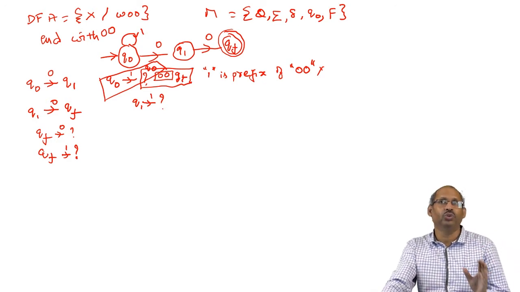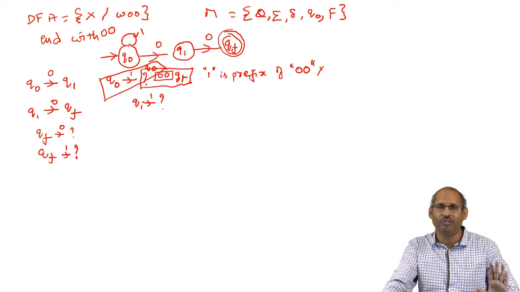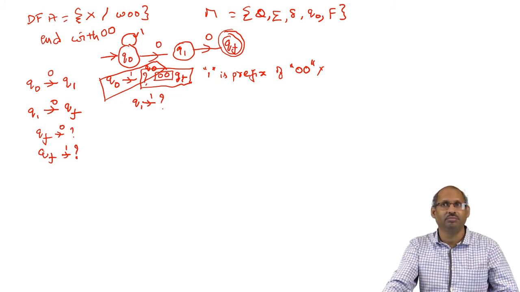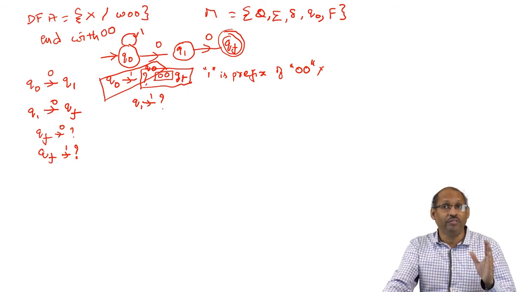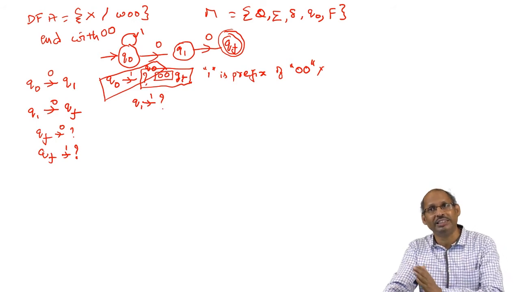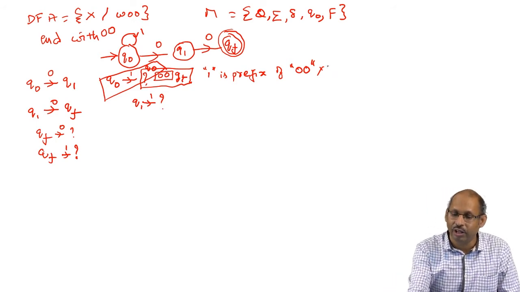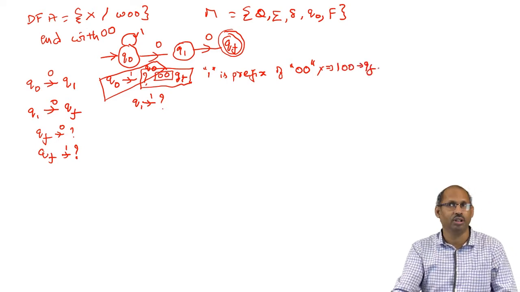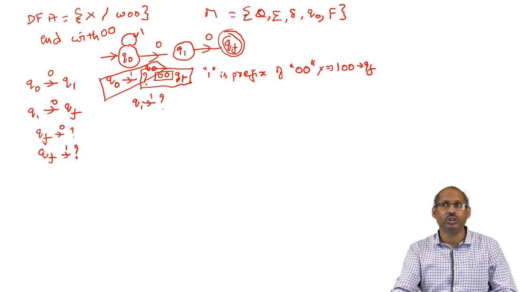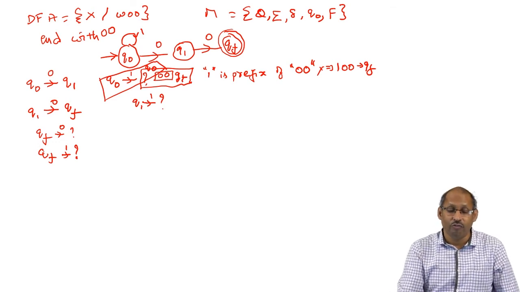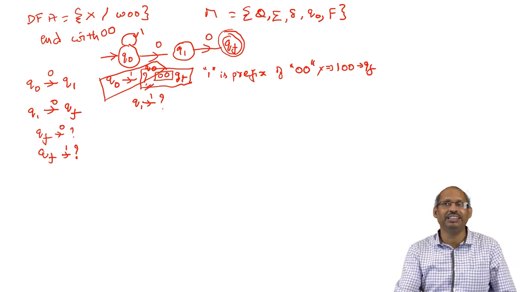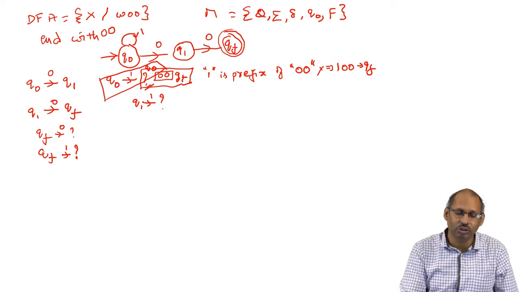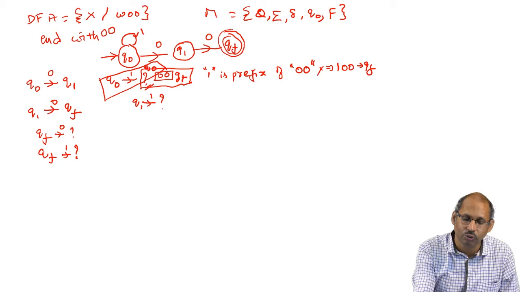Now, we have to find Q0 on 1, where it goes. We have to find the transition. Is 1 a prefix of 2 zeros? No. So after 1, there must be 2 zeros to reach the final state. Now, from which state on 2 zeros do we reach the final state? Indirectly, it is Q0. So that is the Q0 state.